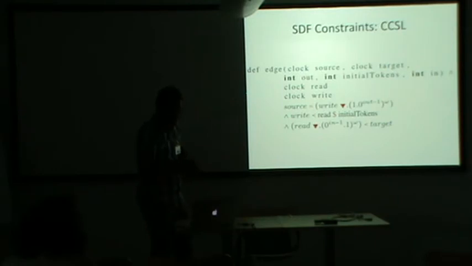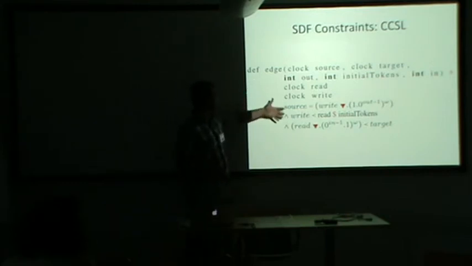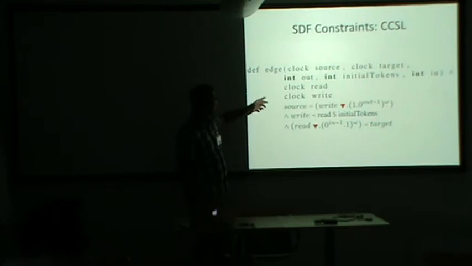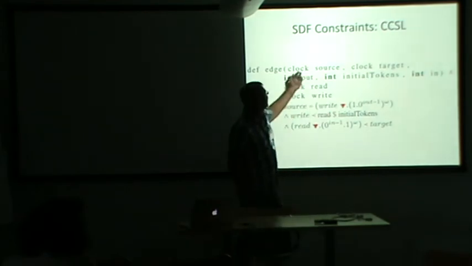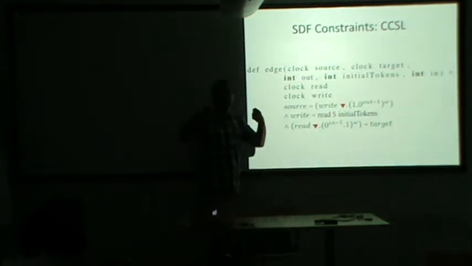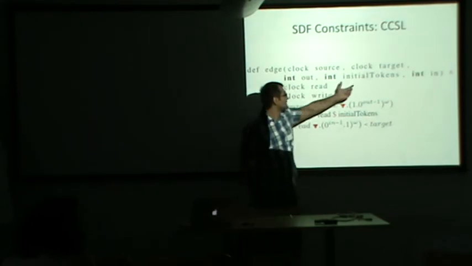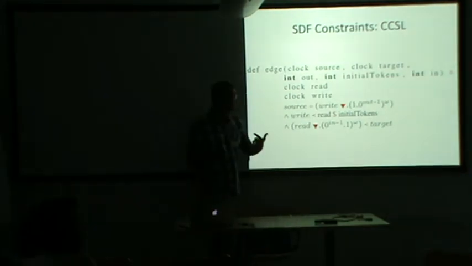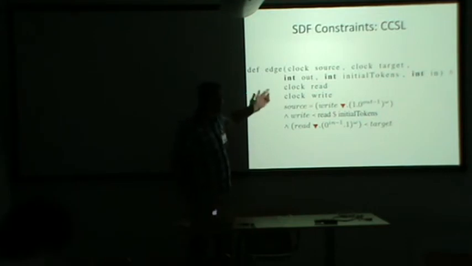So in the standard clock constraint specification language, you will specify that using code similar to this one. We have a definition of an edge, like the connection between 2 processes, 2 ports of processes. We have a source process, a target, and a clock, which is an event corresponding to the execution of a given process. The out production rate, the number of tokens found initially in the channel, and the number of inputs that are required by the consumer of the edge, or the target of the edge.